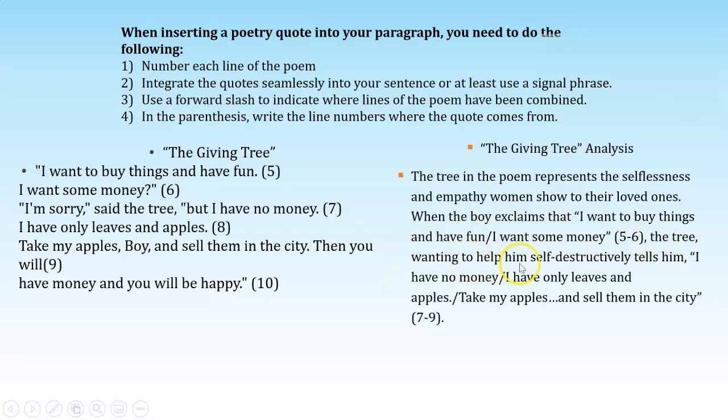The tree wanting to help him self-destructively tells him, I have no money. I have only leaves and apples. Take my apples and sell them in the city. Okay, 7 to 9. So that's the first 3 pages. When I see 3 pages, I know that there should be at least two dashes. One, two. Okay. When I'm grading SA2, I will be grading that you have dashes and that you have the line numbers.